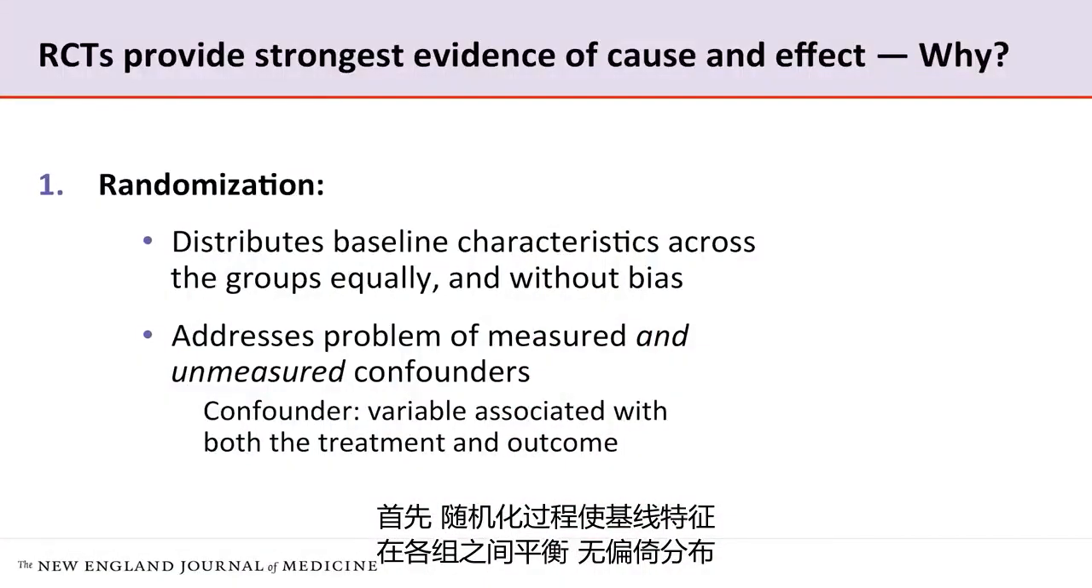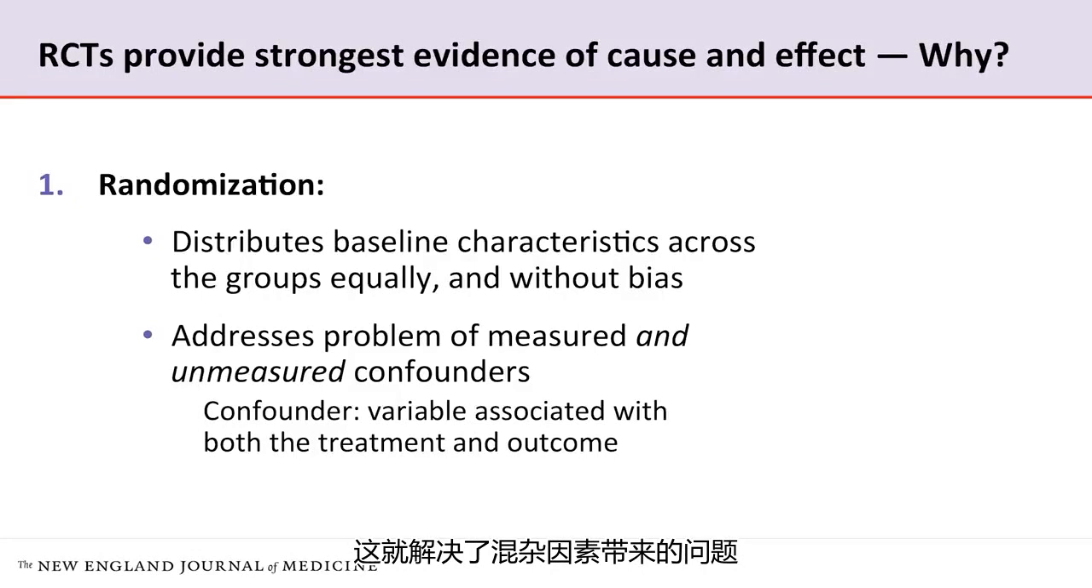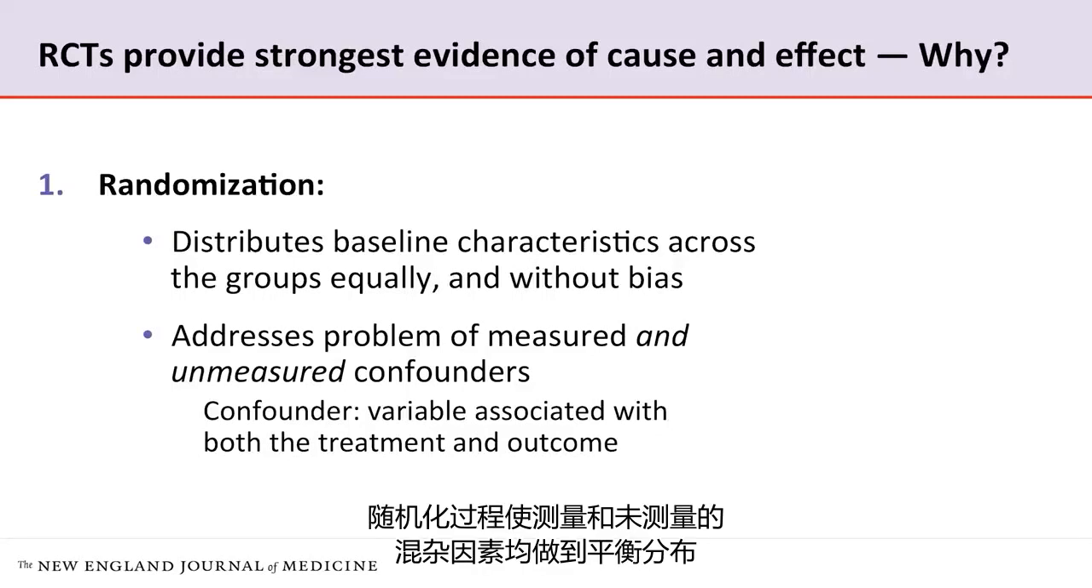There are three primary reasons why randomized trials provide the strongest evidence of cause and effect. First, the randomization process distributes baseline characteristics across the groups equally and without bias. This addresses the problem of confounding, which is a limitation of observational studies. A confounder is a variable associated with both the treatment and the outcome, causing a spurious association. The randomization process equally distributes both measured and unmeasured confounders.